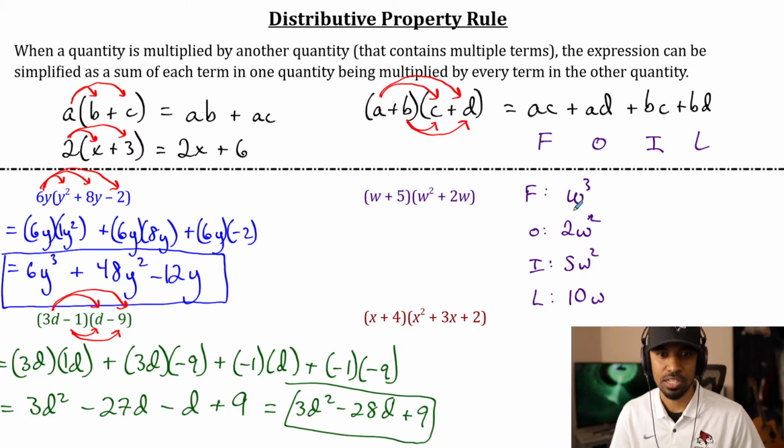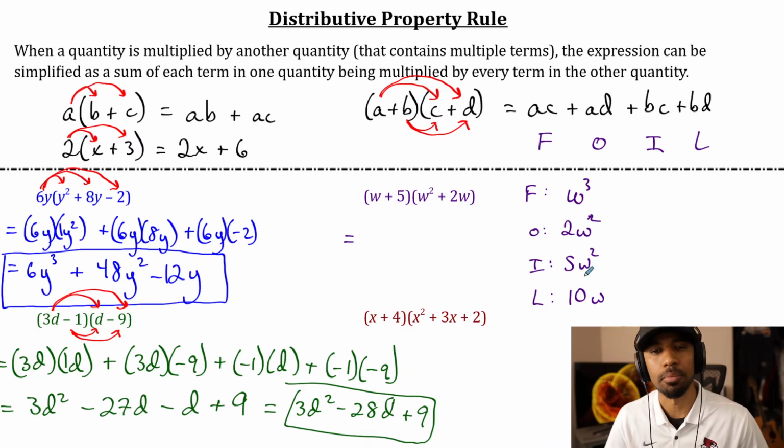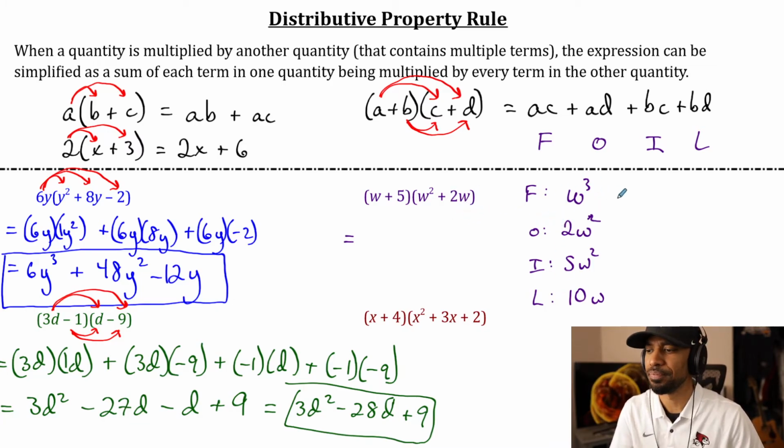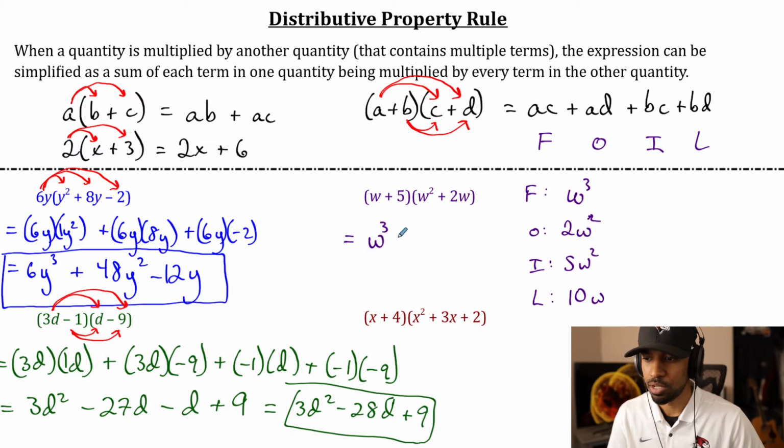We've got to add all these things up now to get the final result. I'm not going to write any other problem like this. You might see me in an old video do it, but future problems, no. When I add these up, I just have to combine the like terms, and here the W squareds can combine, so I'm going to get W cubed plus 7W squared plus 10W.